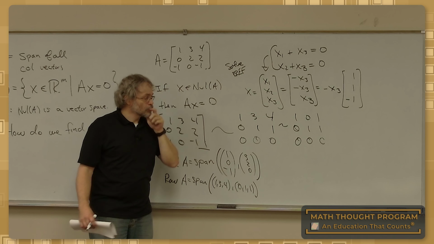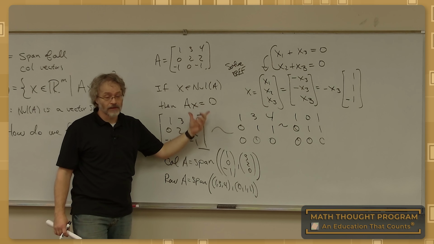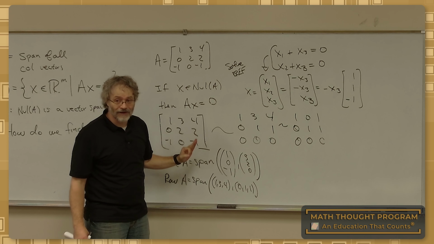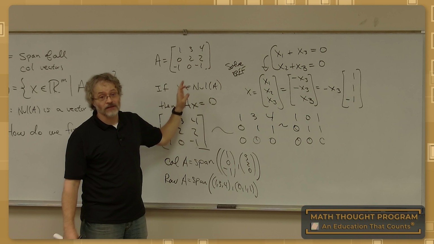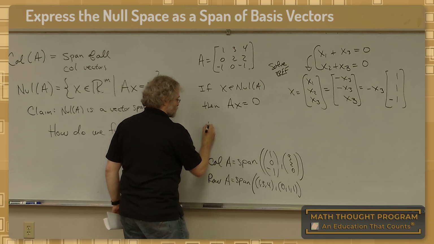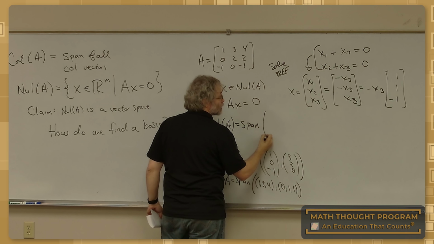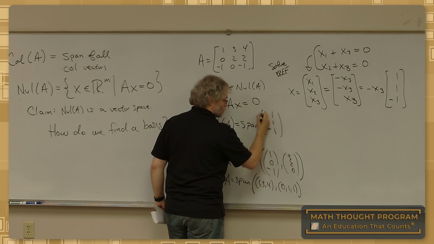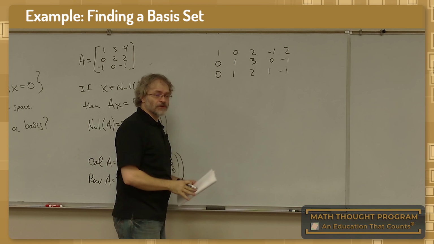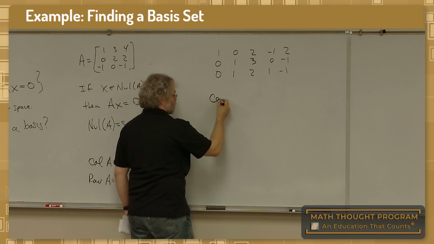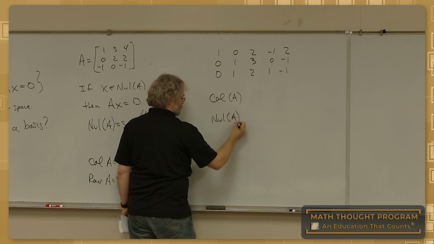So look what we did. We said if you have a vector x in the null space, which equals 0 when you operate on it, it must have this certain structure. It must look like this, otherwise you're not inside the null space. So the null space is nothing more than the span of this vector. And what I want you to do is find a basis for the column space and find a basis for the null space. See what you get.